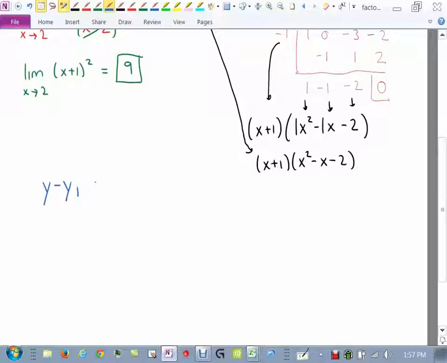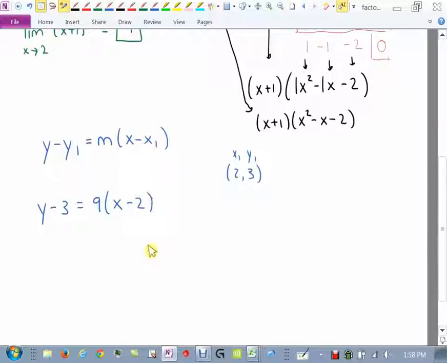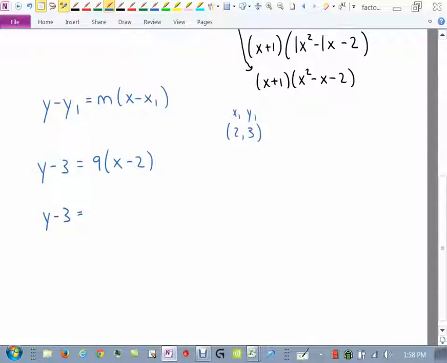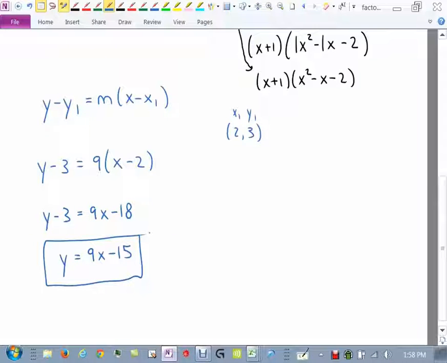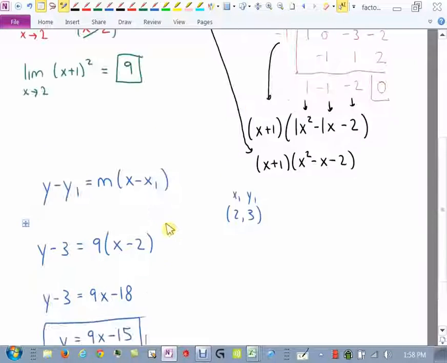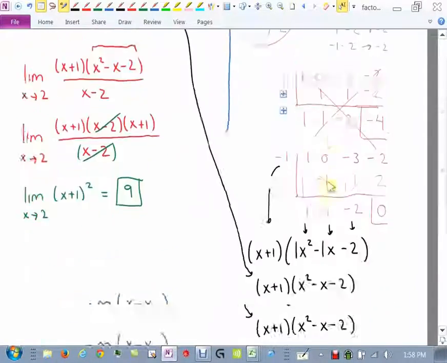So this is my point slope formula. Okay, we said earlier that the point that was given to us was the point 2, 3. This is my x1, this is my y1. So I have y minus 3 equals the slope, which we just found to be 9, times x minus 2. So that's the equation. I can clean this up a little bit. Y minus 3 equals 9x minus 18. And then just go ahead and add 3 to both sides. And you get 9x minus 15. And that is it. Now, that way of doing this required synthetic division, which was a real pain in the butt, right?